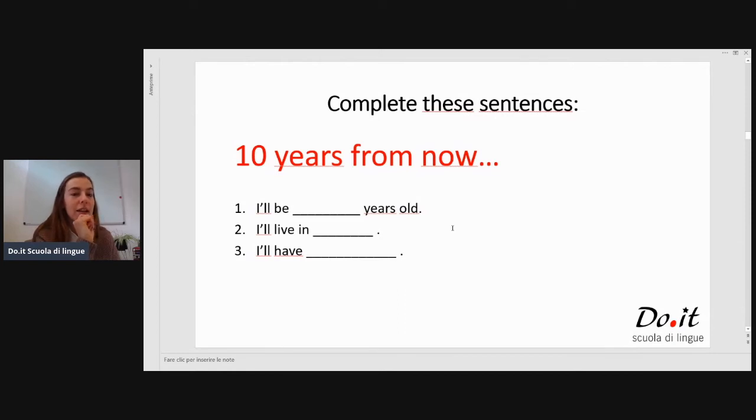Right. So guys, 10 years from now, I can tell you for myself, I will be 38 years old, right? How old will you be 10 years from now? This is a perfect sentence for will. Feel free to write. Or you can actually complete the second sentence.